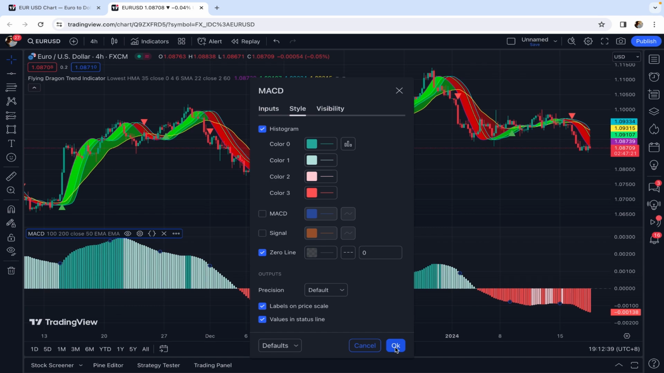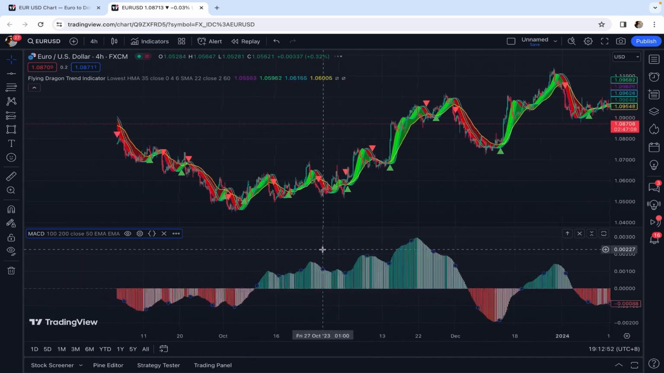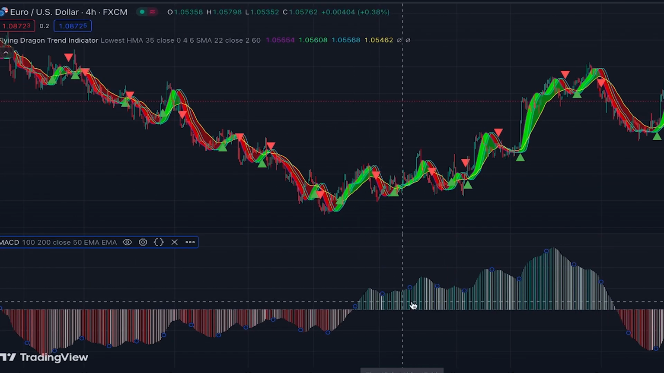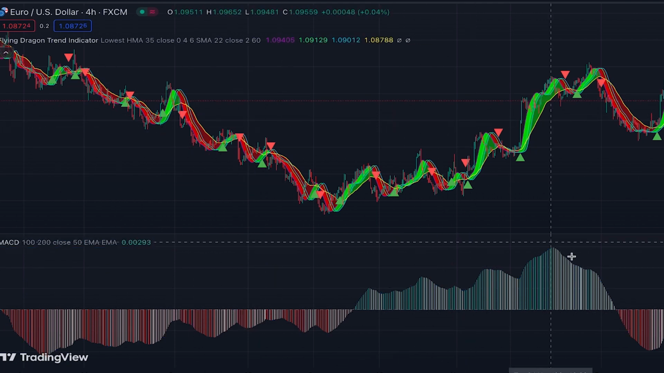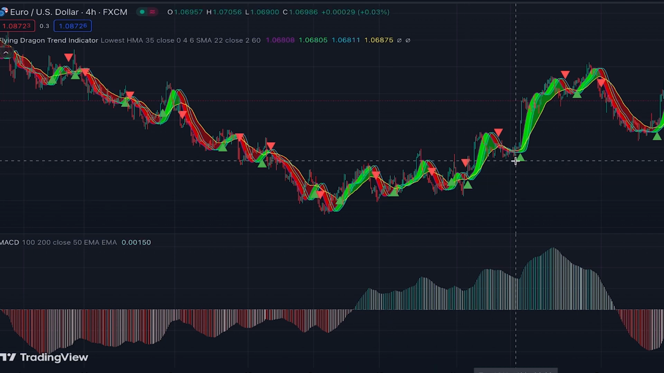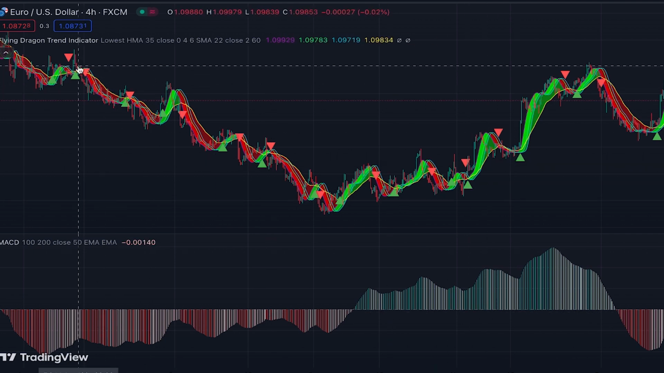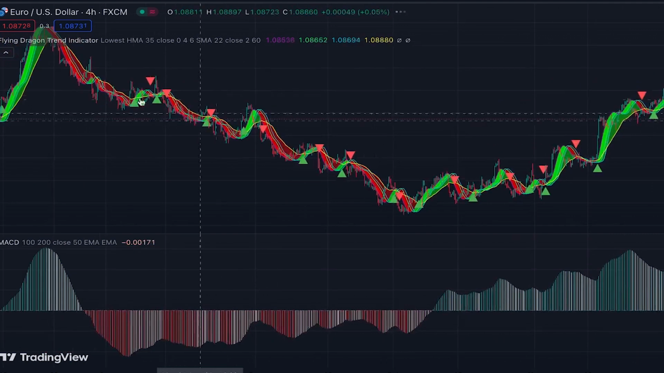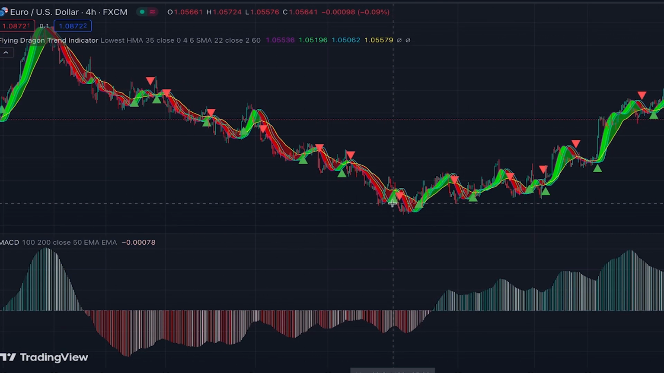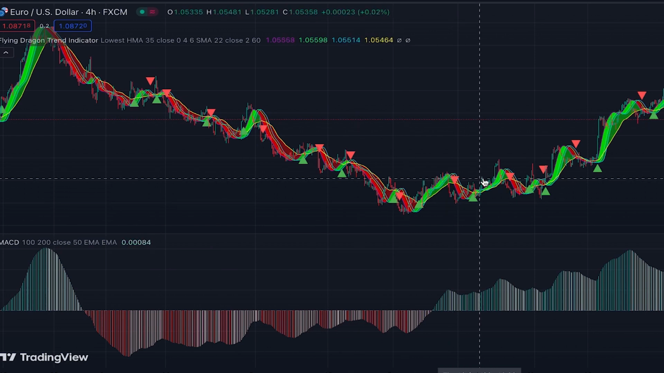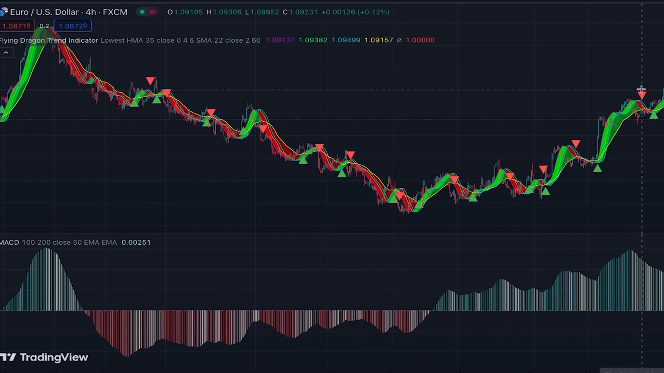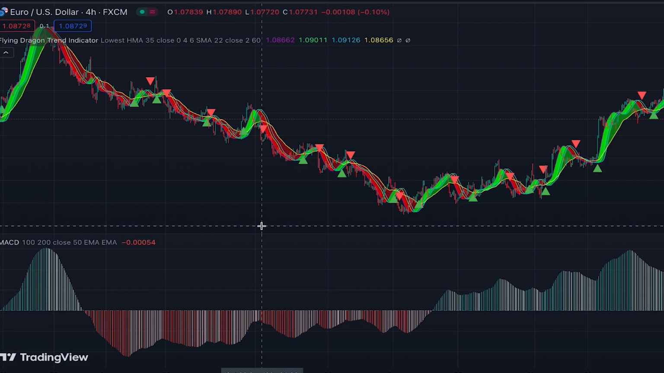This MACD with the special settings that we made helps us with the overall trend of the market. When it's green, the market is trending up, and when it's red, the market is trending down. When it's green, we only take buy signals, and when it's red, we only take sell signals. As you can see, all of these false signals here, which are actually buy signals, and all of them are false signals, and also all of these sell signals here, which are false signals, all of them are removed by the help of this method.